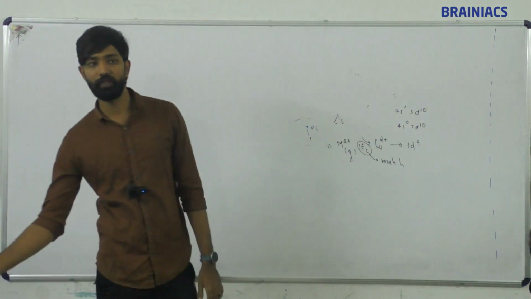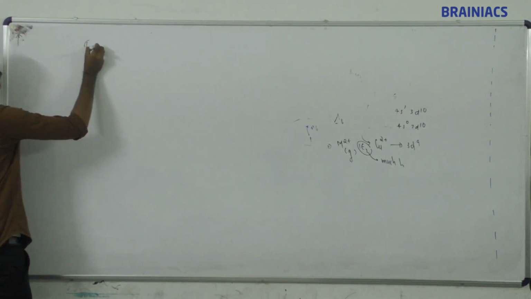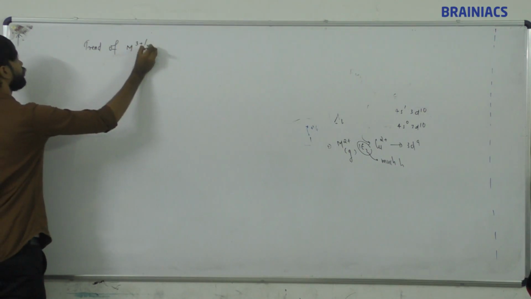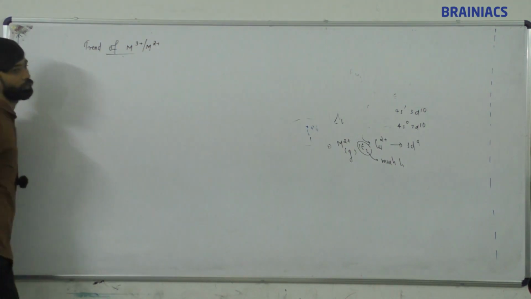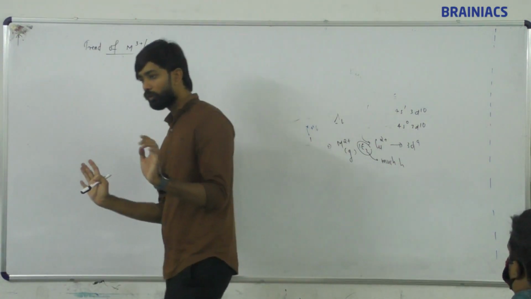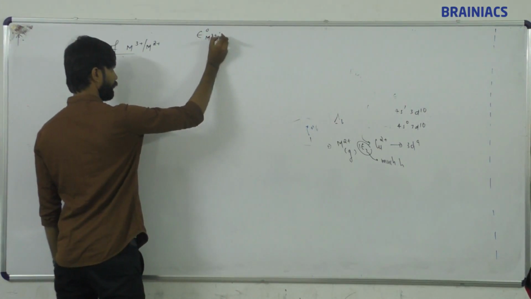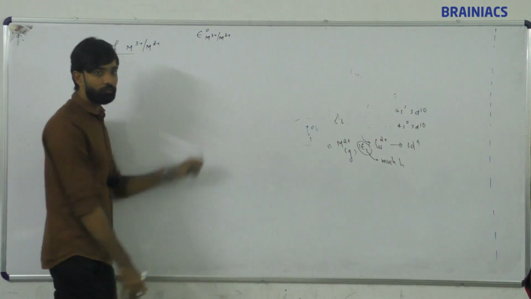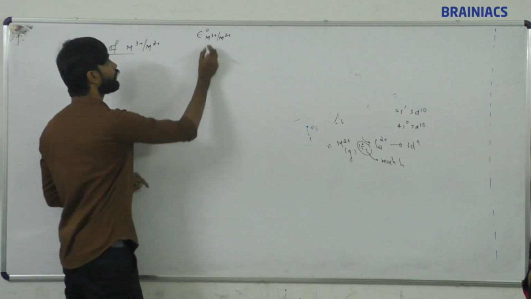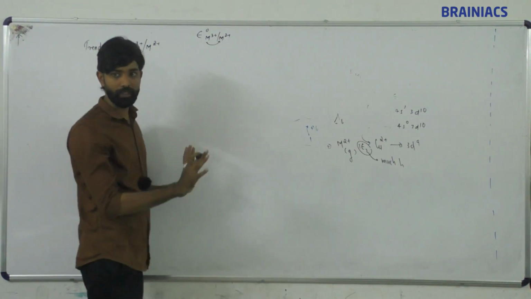Okay, exactly the very same idea we can use in the trend of M3 plus bar M2 plus. We are considering the E0 of M3 plus bar M2 plus. If this value is positive, it means the reaction is feasible, which means M2 plus is more stable than M3 plus. The very same concept.